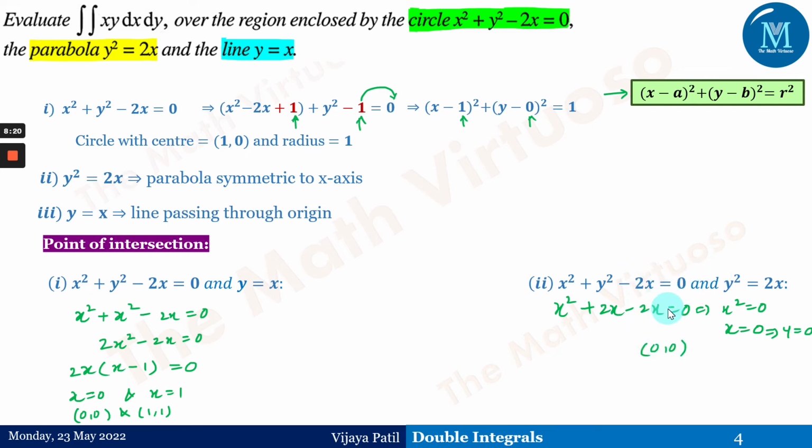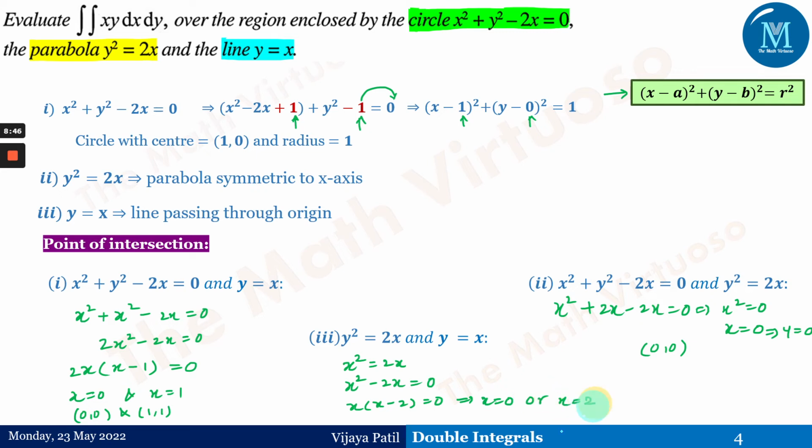Similarly, if we move ahead with the third curve, we have to find the intersection of each and every curve with every other curve. So y square equals 2x, y equals x. If we observe these two curves, we can easily check that x square equals 2x. That means x square minus 2x equals 0. x is out, x minus 2 equals 0. This gives us x equals 0 or x equals 2. And if you observe, when x equals 0, y is also 0.